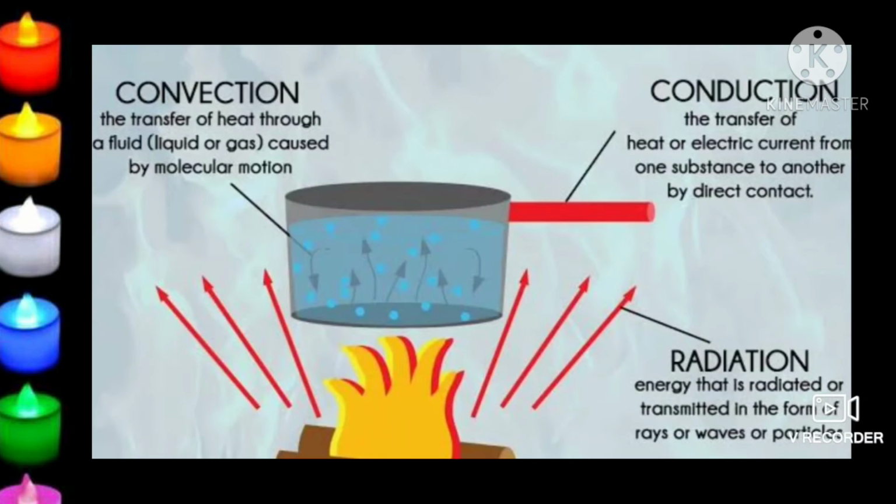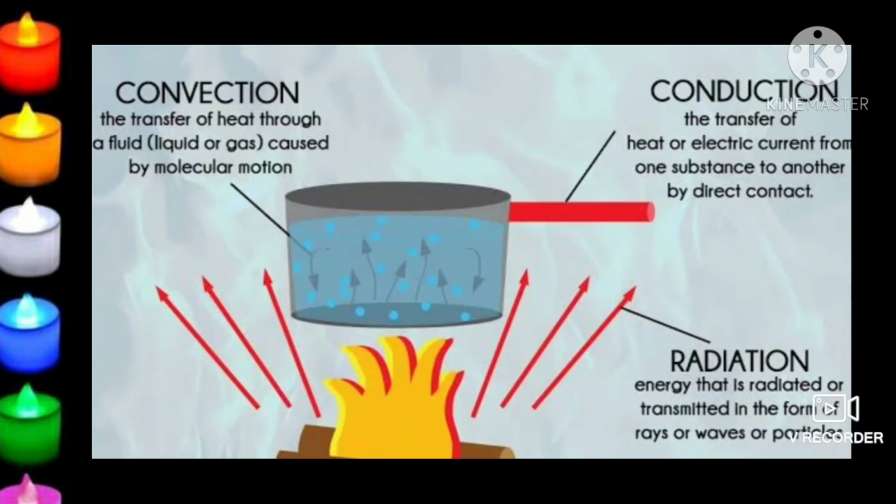So in this picture you can see the meaning of conduction. Conduction is the transfer of heat or electric current from one substance to another substance by direct contact. When the vessel is heated on the flame of fire, the whole vessel will be heated and we can't hold the handle. See that the handle has become very red. So this is called conduction, because fire is in contact with the vessel and the vessel is getting heated very soon.